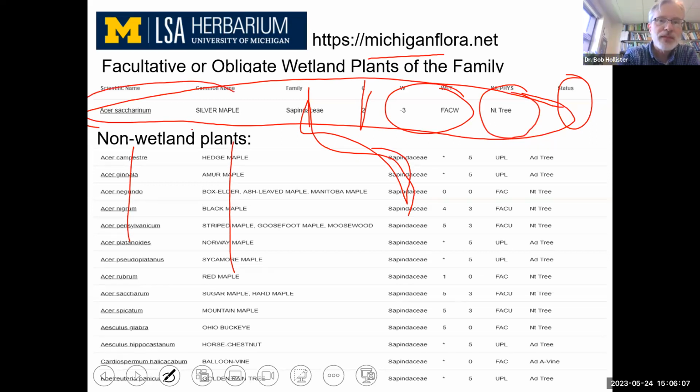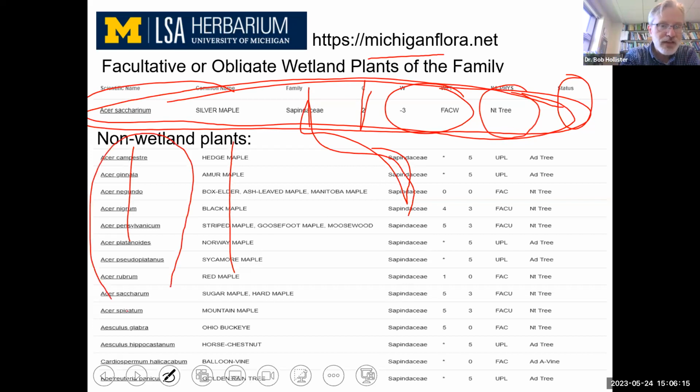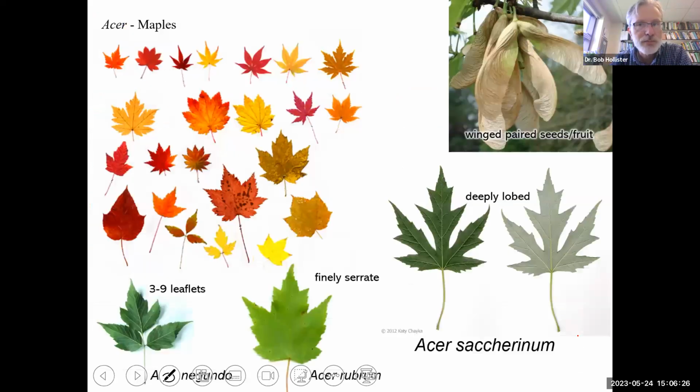So I'm showing you these for each of the families. And then just to point out, there's only the one obligate wetland plant, silver maple, but there are lots of other members of the family, and they're mostly maples. Okay. These few other things are pretty recent additions.